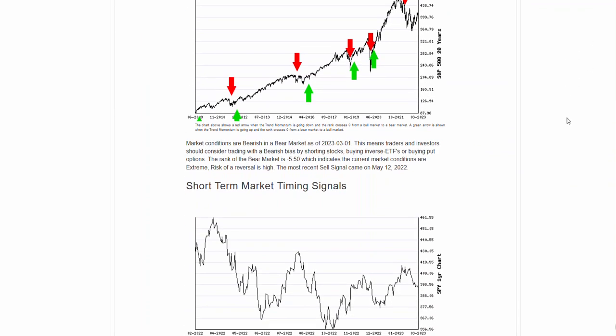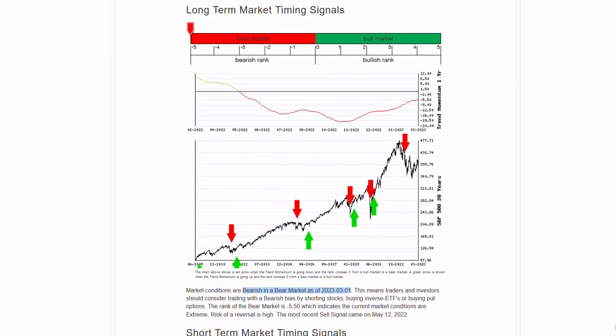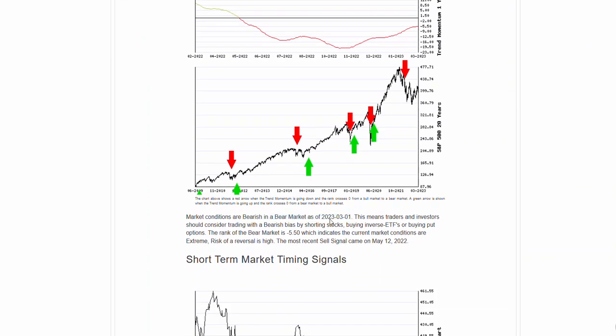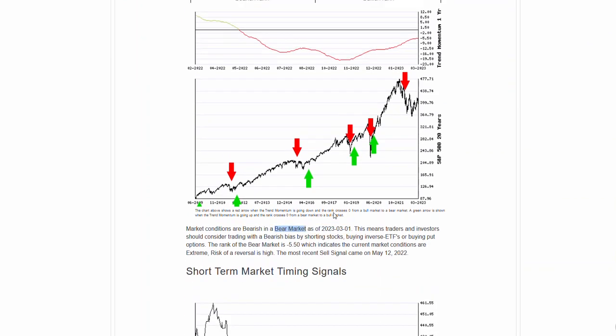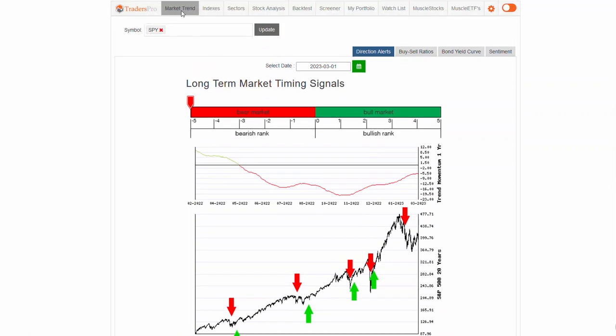Market conditions still bearish right here at this level, bearish in a bear market. What that essentially means, if you're new to these videos, the bear market portion of this is this upper part of the indicator, the directional alerts indicator on Traders Pro under the market trend tab. It's the first tab that you come to, the directional alerts page.